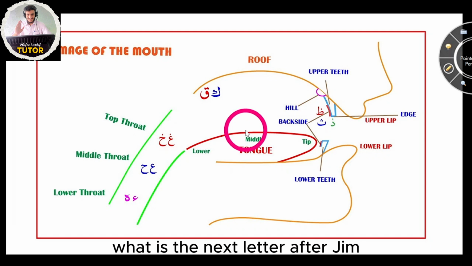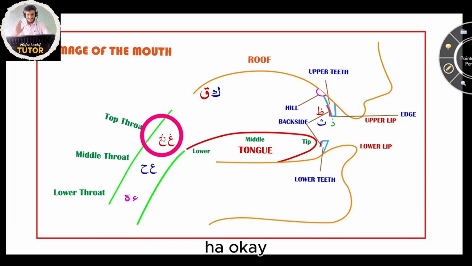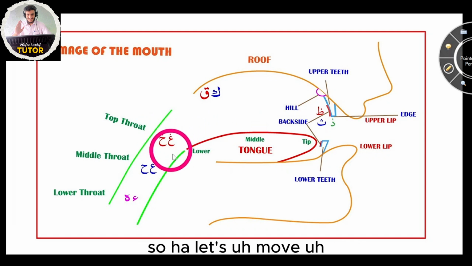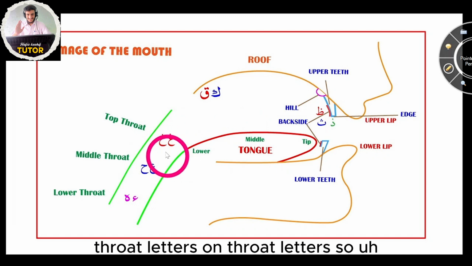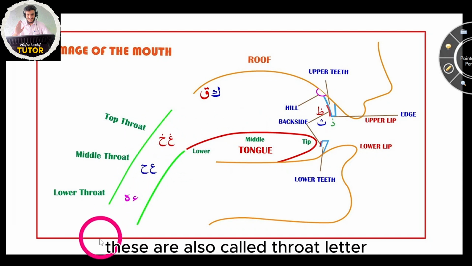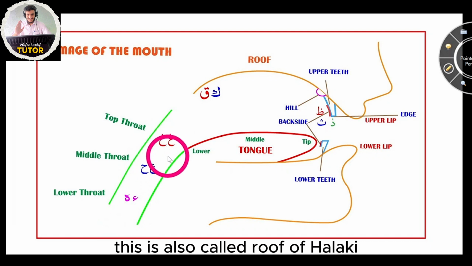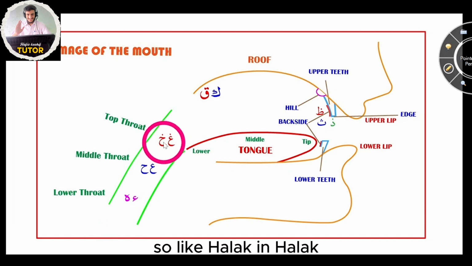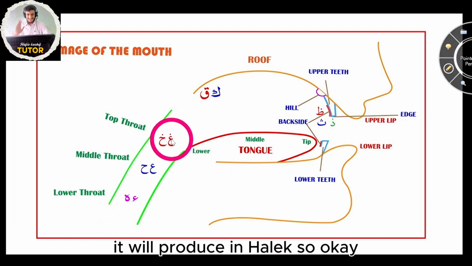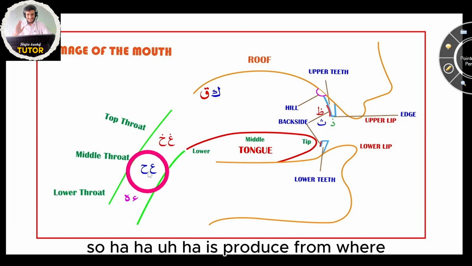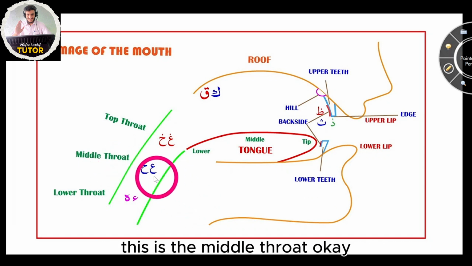What is the next letter after Jim? Ha. Let's move on to throat letters. These are also called throat letters, rufe halki, like halak. They are produced in the halak. Ha is produced from where? The middle throat.